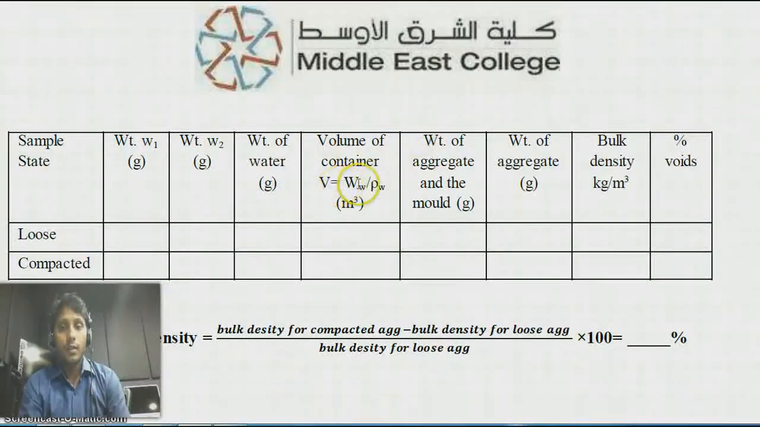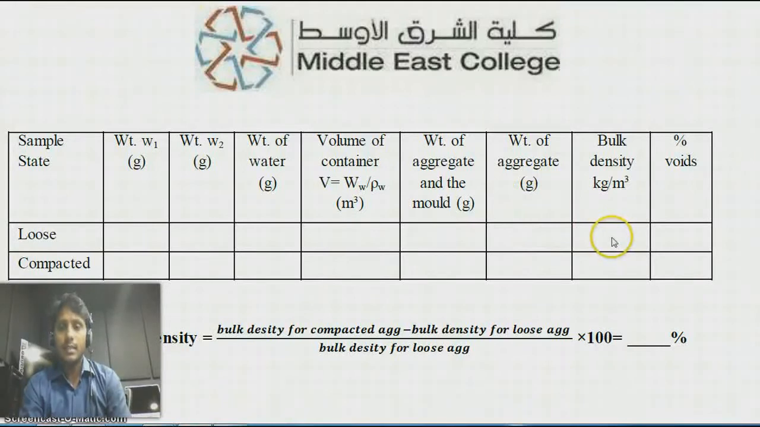Volume of container is weight of water over density of water. Now weight of aggregate. Aggregate means it's fine aggregate. Weight of fine aggregate and the mold, write in grams, minus the weight of the empty mold. You will get the weight of aggregates.